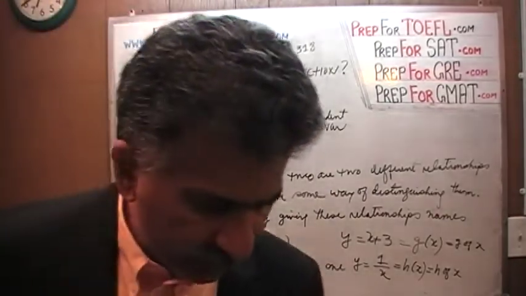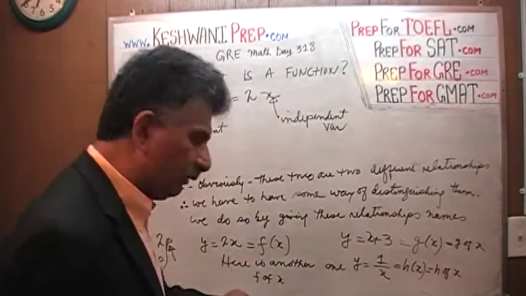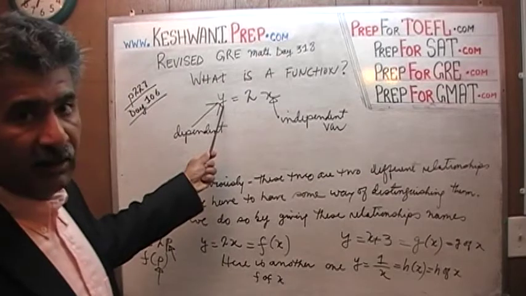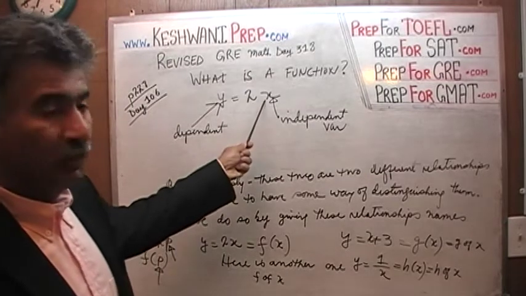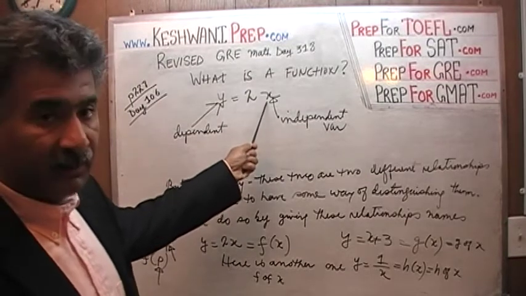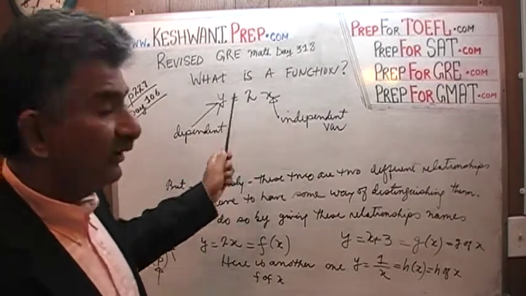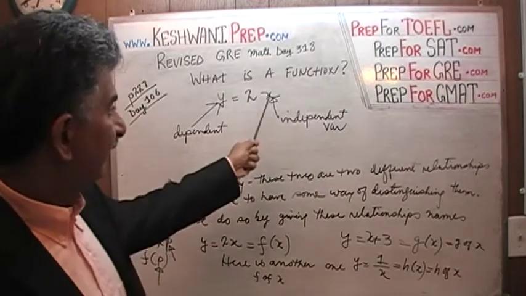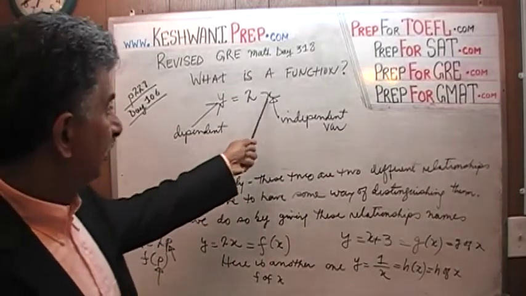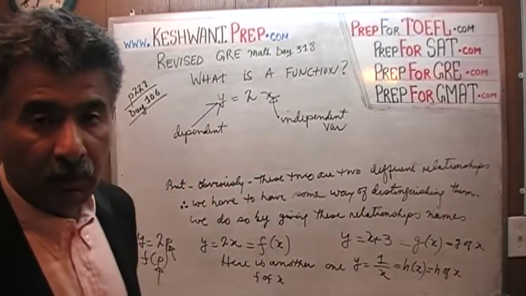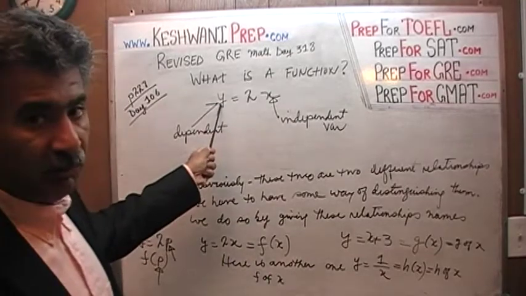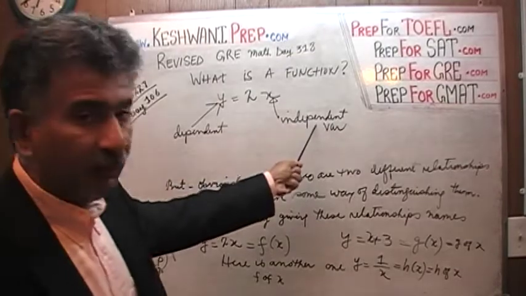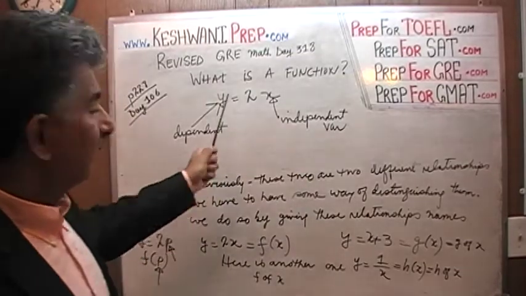Independent variable. Now why is x called the independent variable and why is y called the dependent variable? Because what the value of y is going to be depends on what we put in here for x. If x happens to be 3, y is going to be 2 times 3, 6. If x happens to be 0, y is going to be 2 times 0, which is 0. If x happens to be 20, then y is going to be 2 times 20, which is 40. So the value of y depends on what x is. Hence, x is the independent one, and y is the dependent one.